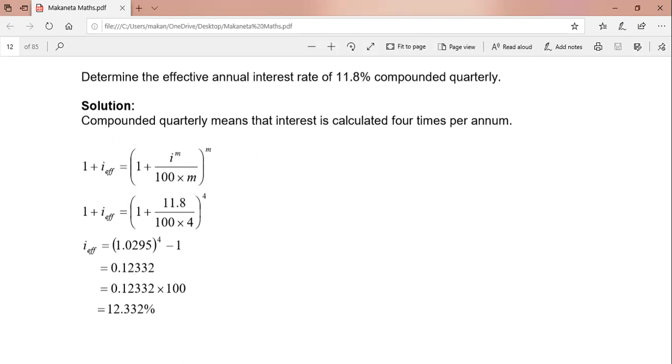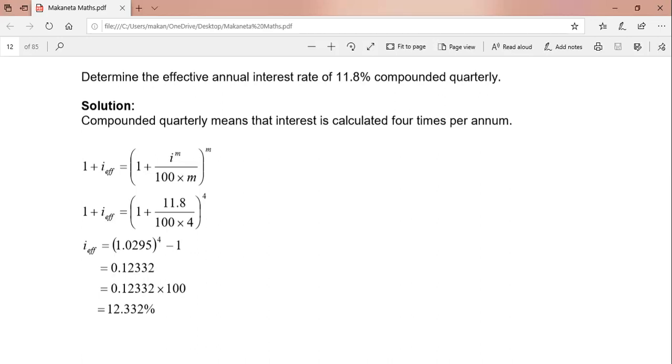The only time the effective annual interest rate will be lower than the nominal interest rate is when we look at depreciation, when the value of A is less than the value of P. But for as long as the value of A is bigger than the value of P, your effective annual interest rate will always be bigger than the nominal interest rate.